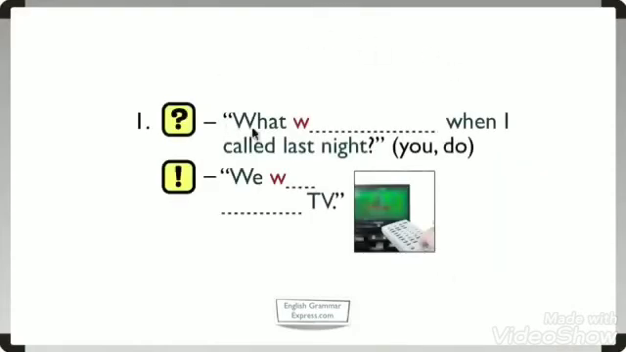So, number 1, what something when I called last night? Now, the verb is do, and we want it in the you form, in the question form of past continuous. And the sentence is, what were you doing when I called last night? For the reply, the verb we want is watch. We want this in the positive form of past continuous with we. And the sentence is, we were watching TV.